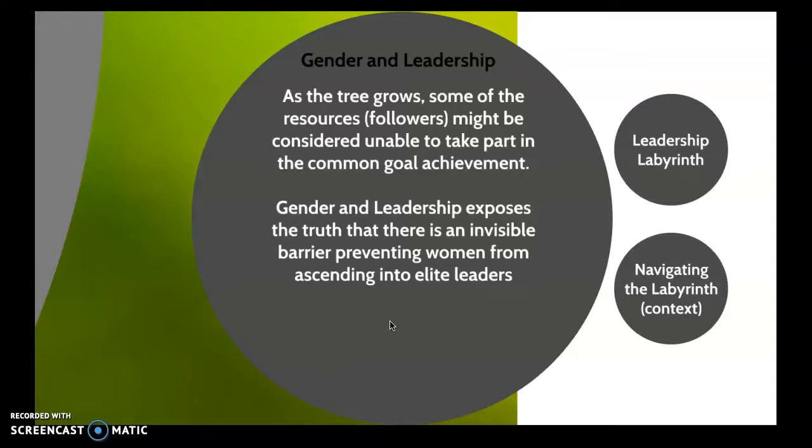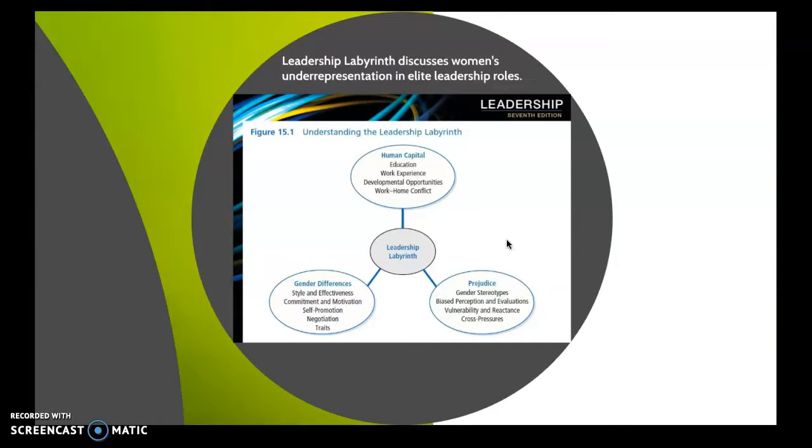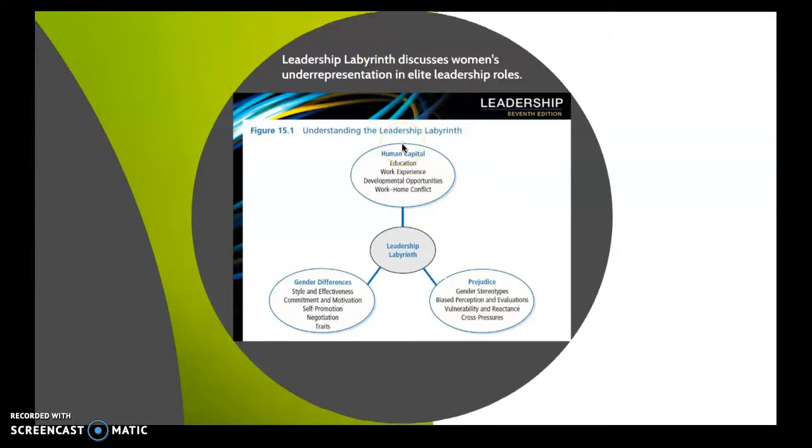Also, we have gender and leadership. Gender and leadership exposes the truth that there is an invisible barrier preventing women from ascending into elite leadership positions. Also, this is the labyrinth, which discusses how women are underrepresented in elite leadership roles.